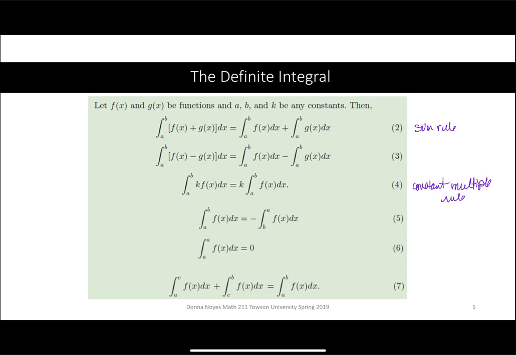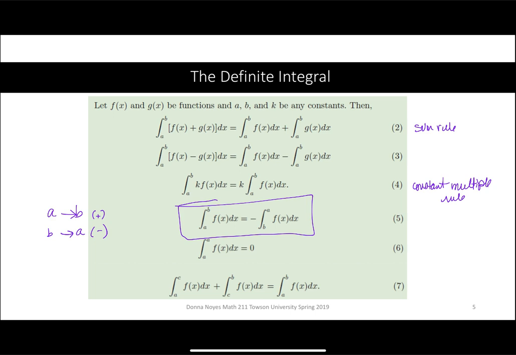What is new is number 5. This one is really interesting because if you look at it, the definite integral from a to b of f of x is the same as the negative integral from b to a. So if we go from a to b, it's positive. But if we go from b to a, we can switch it around to a negative.